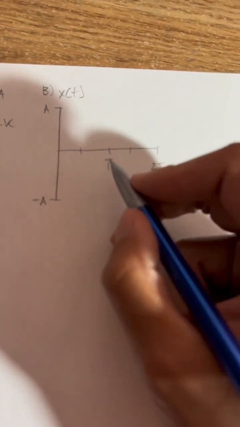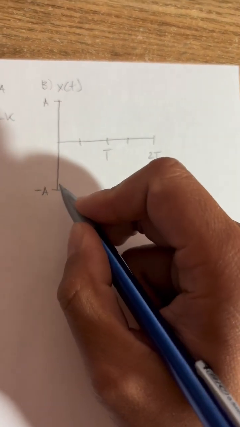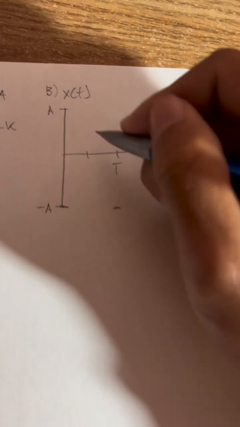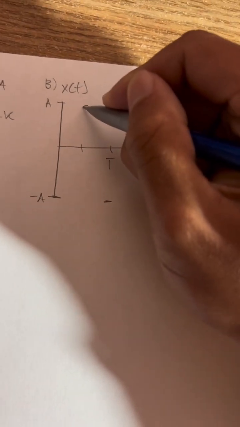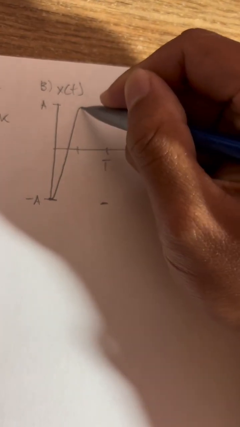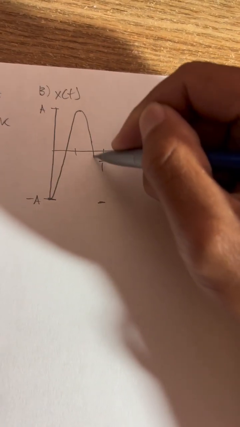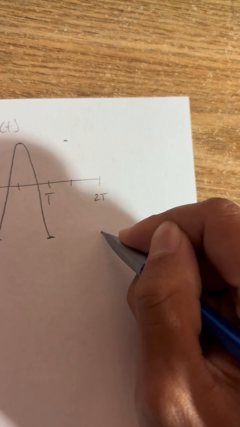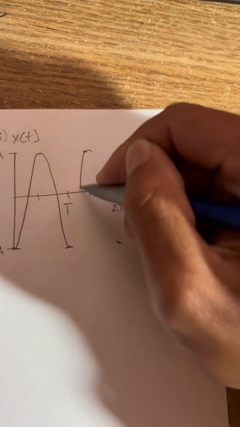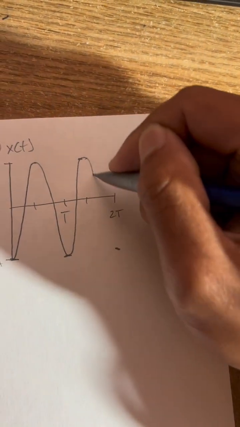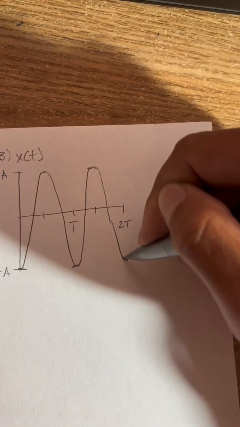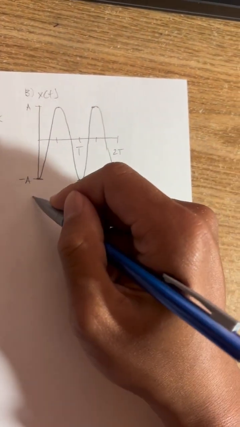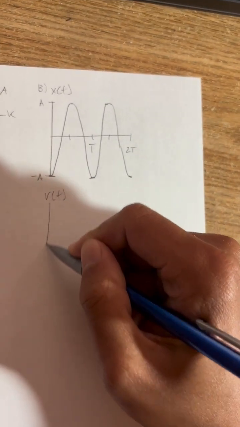And I know that each T goes from head to head. So it goes from here to here again. So it makes a full cycle. So I can draw like that. And then it should be the same thing for 2T. Like that. All right, now for our v-t graph, I'm gonna draw another.